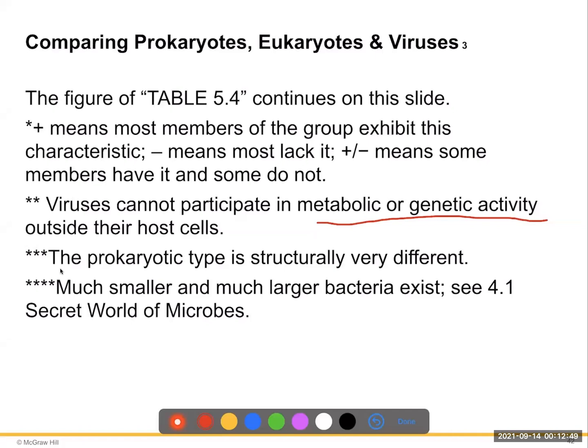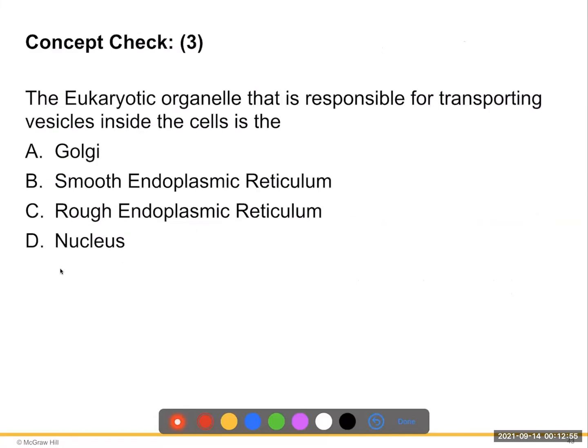Prokaryotic types are very different than eukaryotics. They're much smaller. We'll check on that. So the eukaryotic organelle that's responsible for transporting vesicles inside the cell is what? What is responsible for transporting vesicles inside the cell?